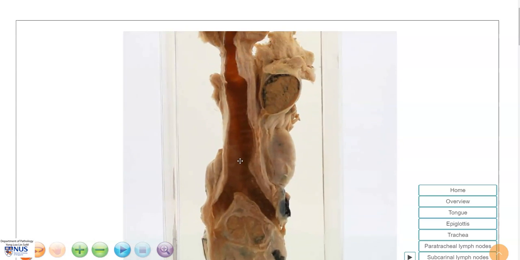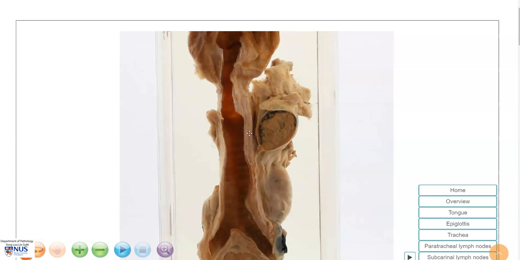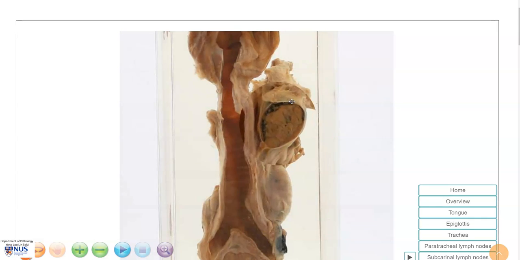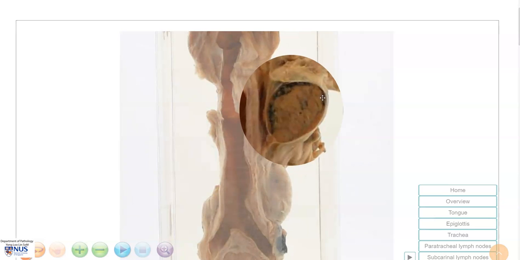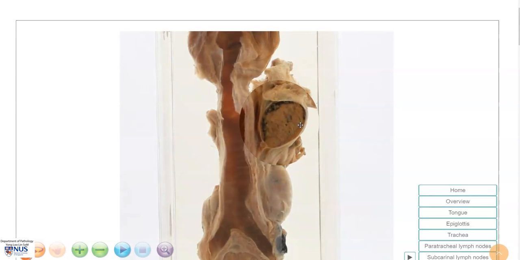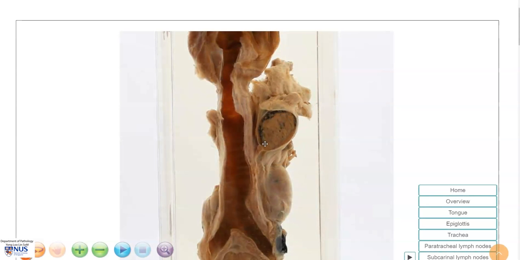So the obvious pathology is in the lymph nodes, and this is a very large upper paratracheal lymph node. The rim of black suggests that it contains a lot of carbon, so this is an anthracotic lymph node, but we can see that the parenchyma is tan and very solid and fleshy looking, and this is because it is almost completely replaced by a metastatic tumor deposit.